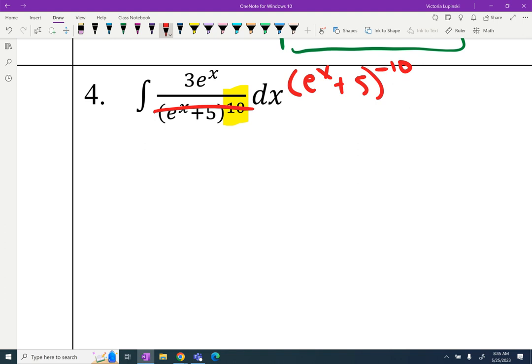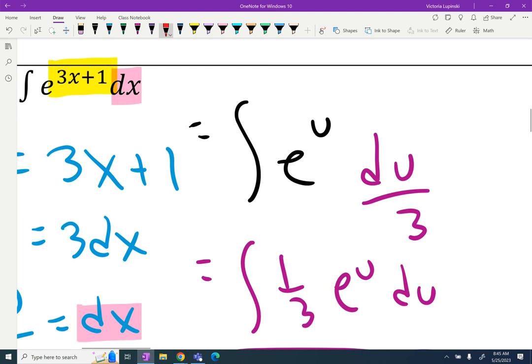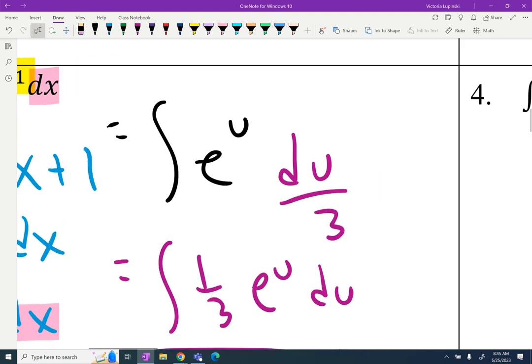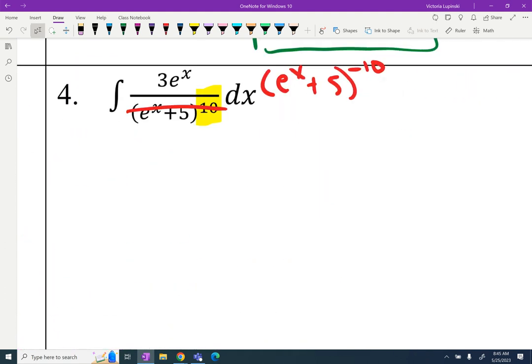If you compare this to the previous 3 problems, obviously it's fairly more complicated. If it is just e to the something, then your u is the something. If there are multiple pieces, then your u is the innermost part of the more complicated piece. So looking at 3e to the x and e to the x plus 5 to the negative 10, hopefully you would agree that the to the negative 10 is the more complicated piece. So when you go to pick your u, go as far inside as you can. So that's going to be your u.